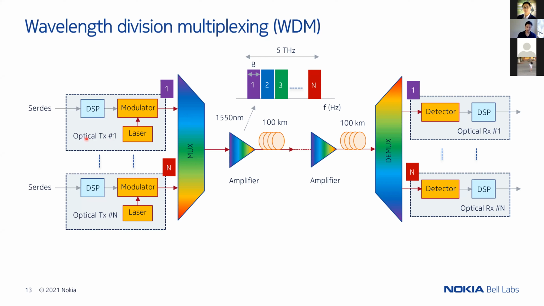In optical communication, we of course have the transmitter, which modulates the signal onto the optical carrier. So basically, we have the modulator and the laser. And in many cases, the laser can be the modulator itself.